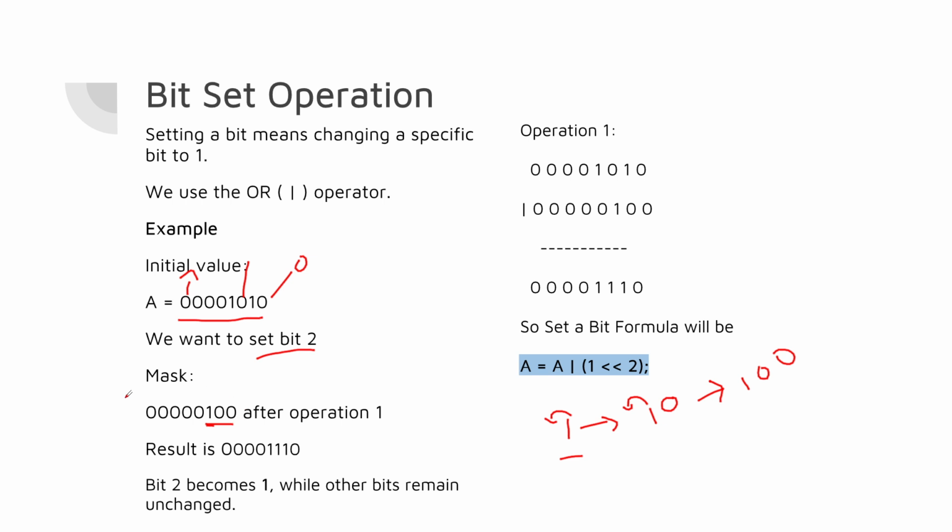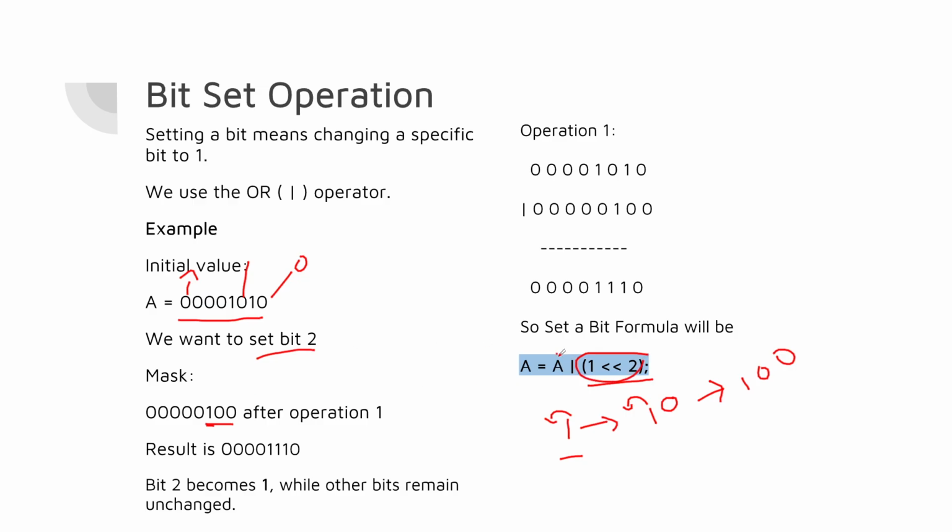So how can I explain this? The mask means 1 left shift of 2, which is nothing but my mask value. I have taken 1 and done 2 left shifts, then we can obtain this mask. So this part is clear, right? 1 left shift of 2 is nothing but this mask value.